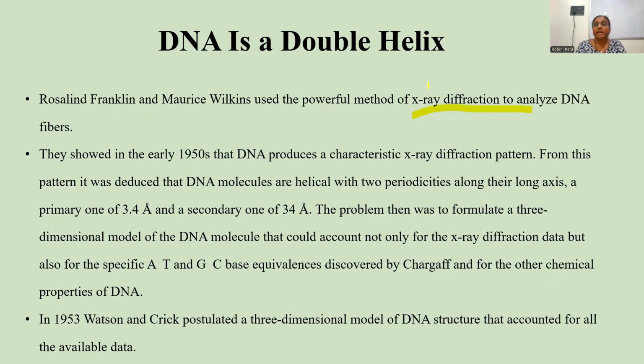Franklin and Wilkins did the X-ray diffraction of the DNA, and they got the characteristic X-ray diffraction pattern. What they deduced is that the DNA molecule is helical with two periodicities along its long axis: a primary one of 3.4 angstrom, and a secondary one of 34 angstrom. But they could not give the three-dimensional structure, and that three-dimensional structure of the DNA was given in 1953 by Watson and Crick, and they got the Nobel Prize for it.